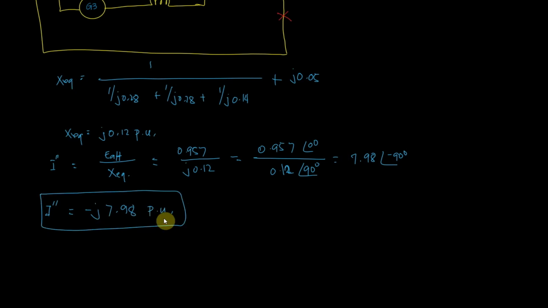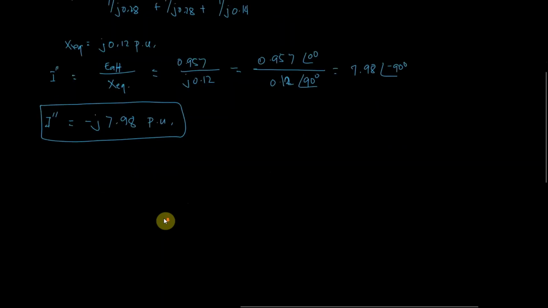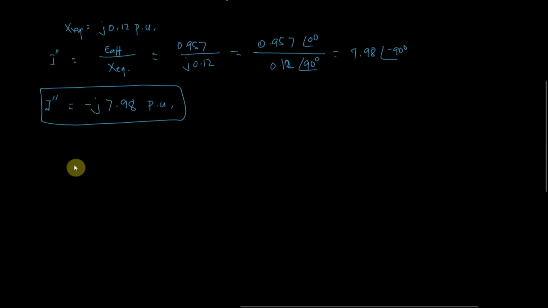Okay? And then pag nakuha na natin yung ating sub-transient current at the point of fault, kunin naman natin yung ating per unit voltage sa low side ng ating transformer, yung sub-transient voltage, which is equal to, pag ginamit natin yung formula na V is equal to I times X. So therefore voltage is equal to sub-transient current times yung reactance ng ating transformer.